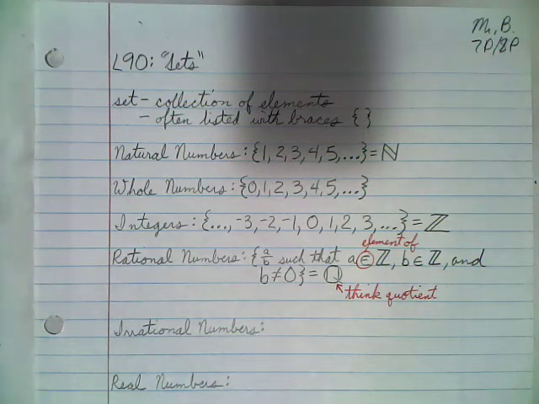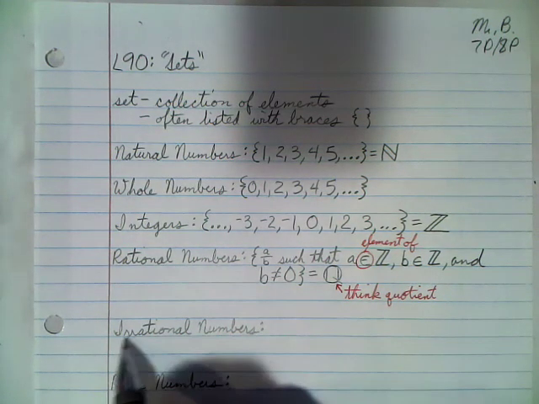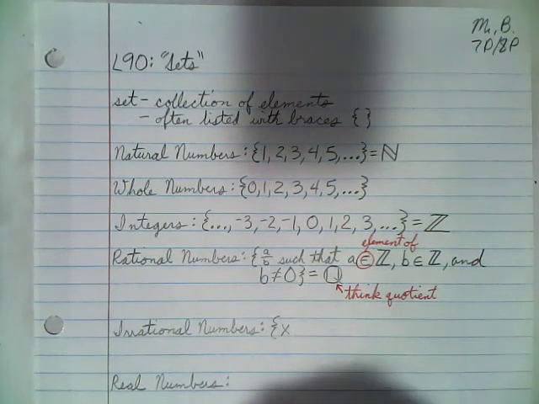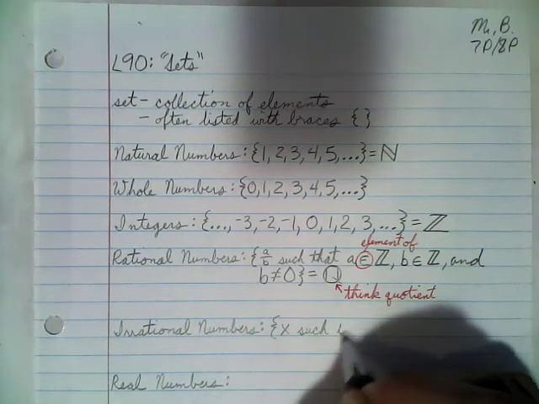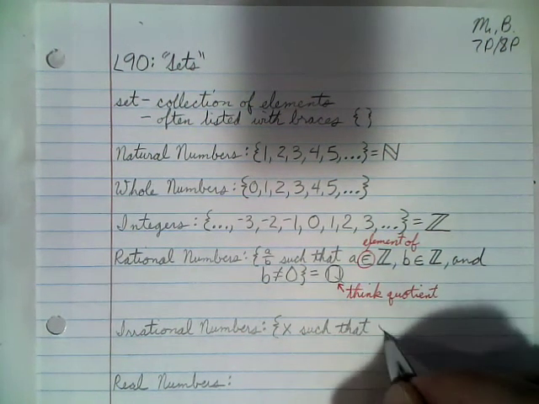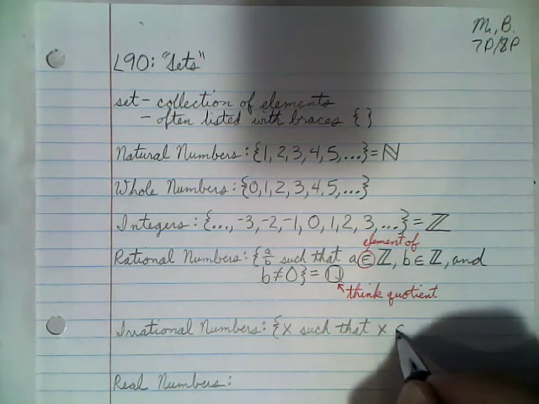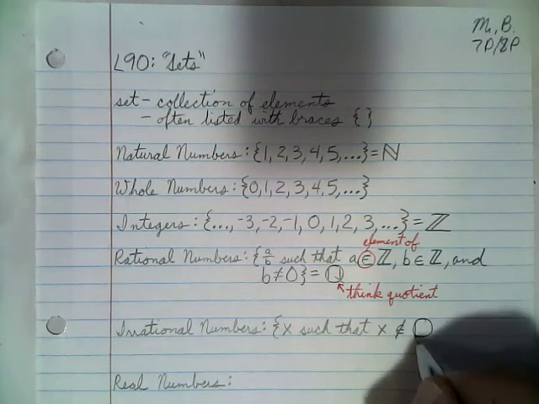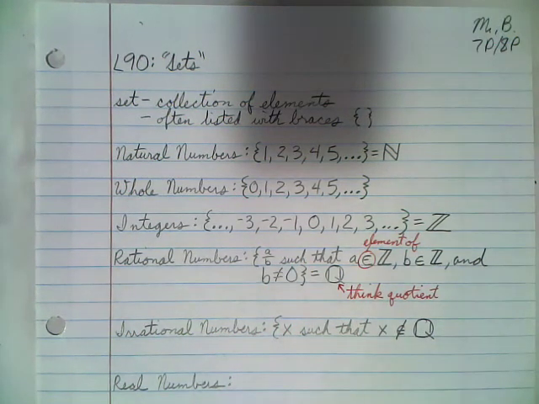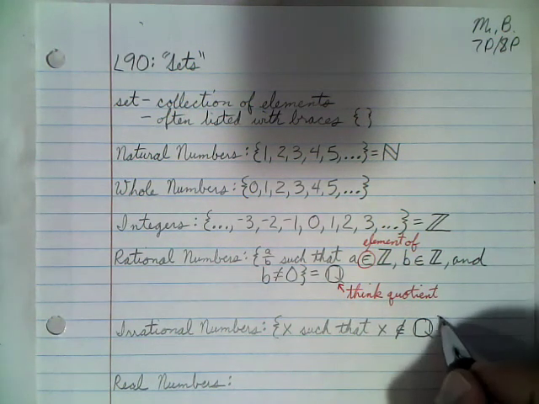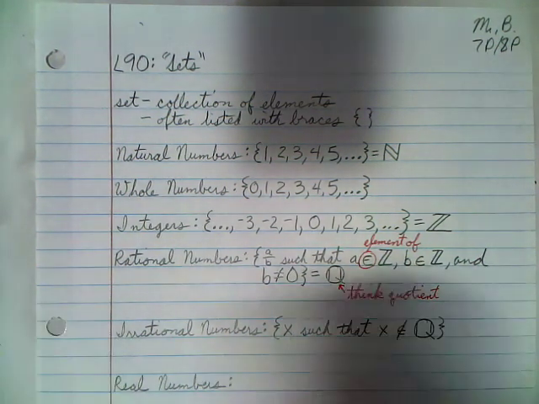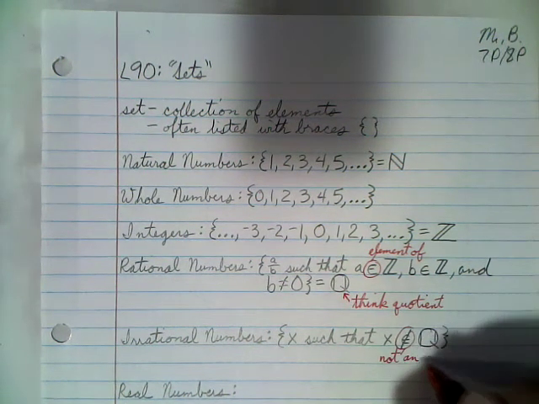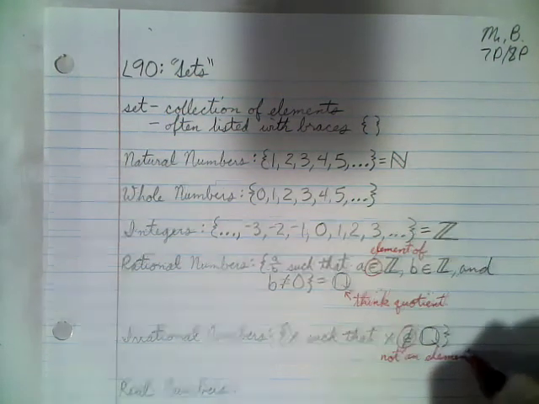So next up is the irrational numbers. So ir just means not. So this is x, so some number, such that x is, we got that element symbol, but now we're going to put a slash through it. And it's not an element of the rational numbers. So this symbol here means not an element of.